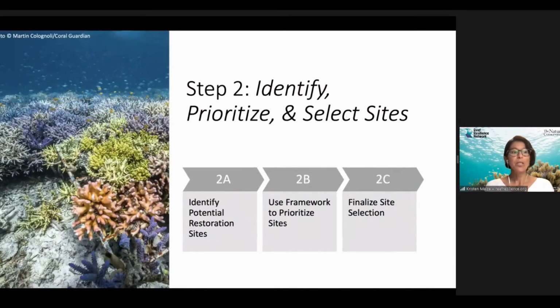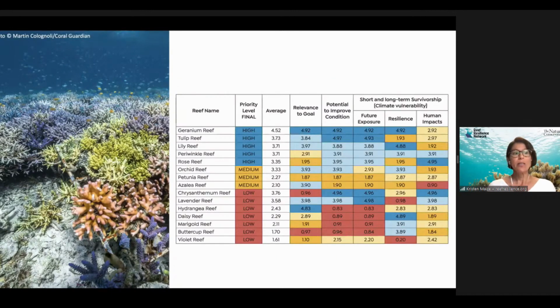In step 2, guide users really work to identify, prioritize, and select sites where restoration will occur in order to meet the goal that you identified in step 1. And I think I have a picture here. Yeah. So this step provides a framework for how sites, specific sites, can be evaluated, compared, and prioritized. And in the guide, there's also an Excel-based tutorial and an example to illustrate this process. So it really is quite hands-on.